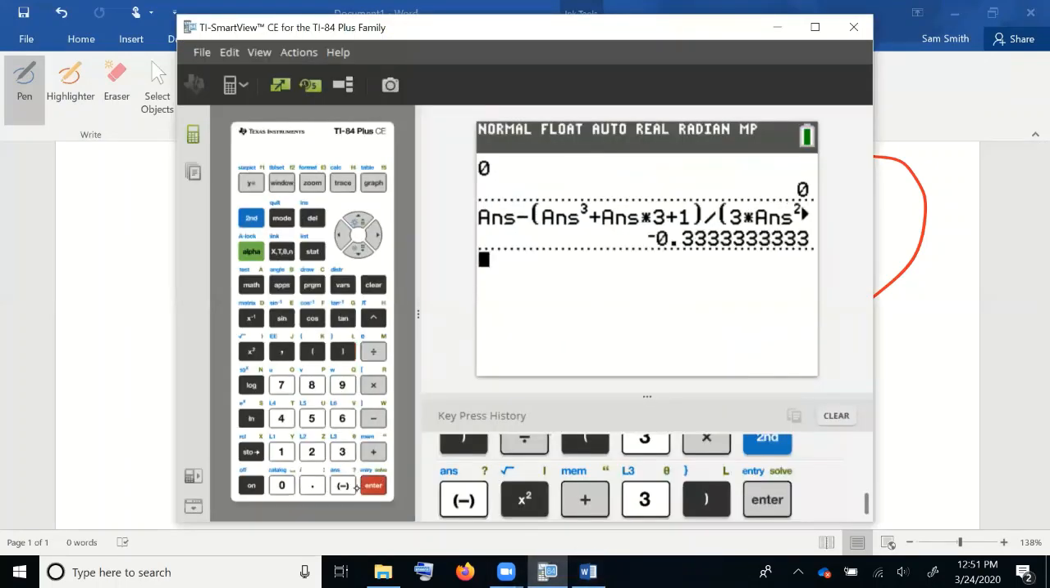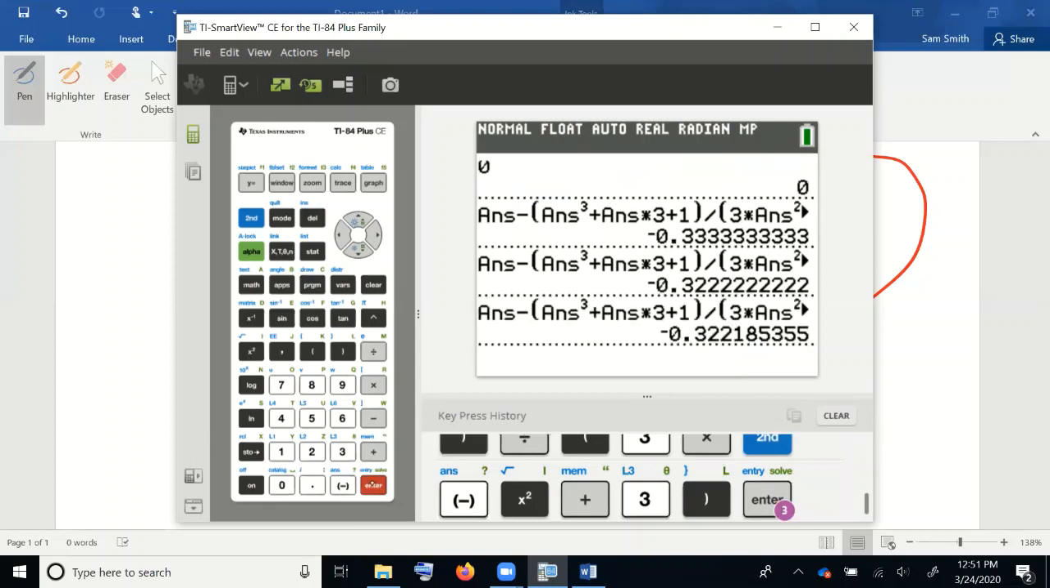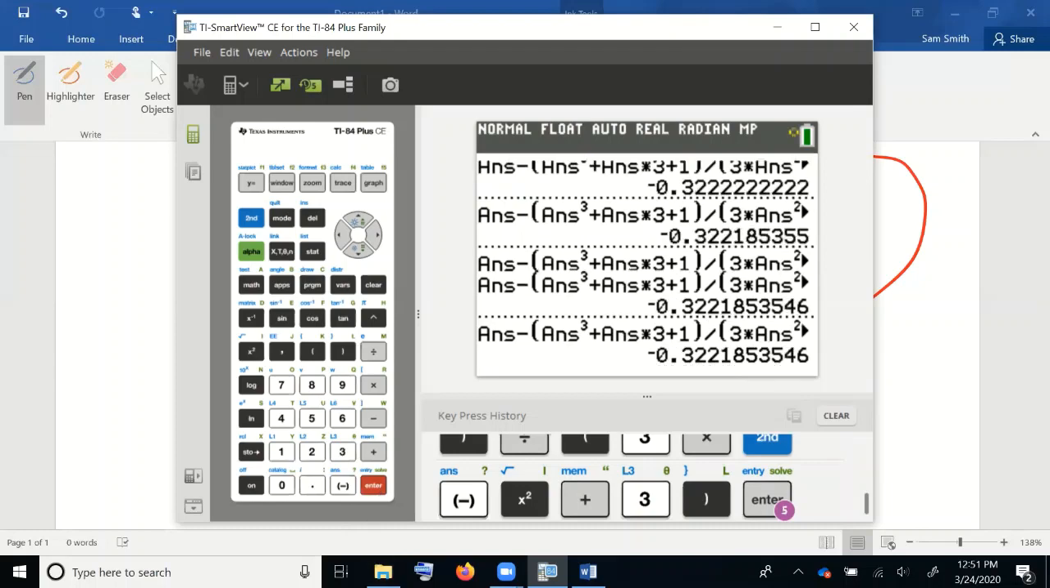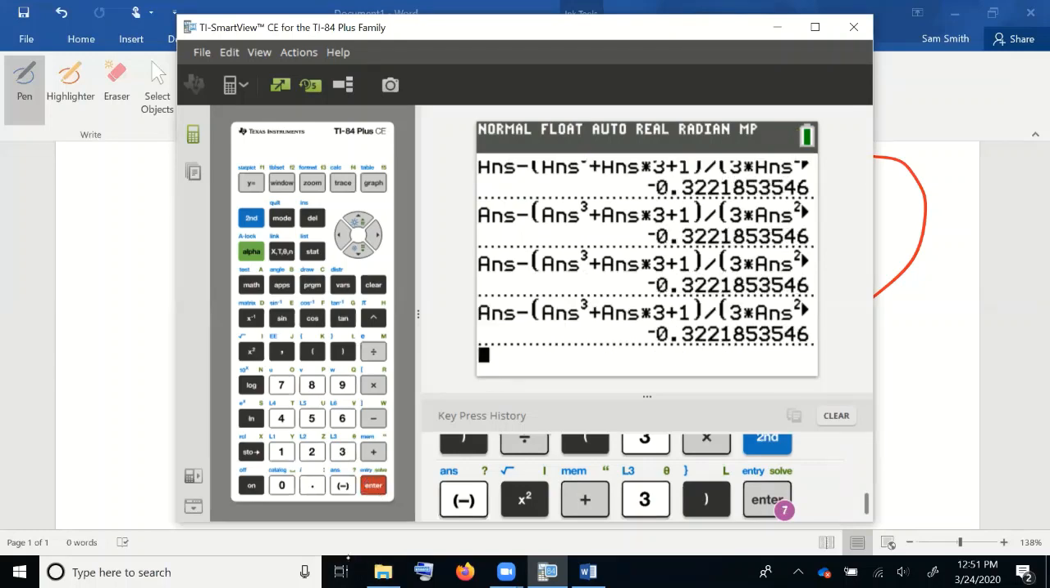If I hit enter, the result that it gives me is going to be equal to x1. But now, in the calculator's mind, x1 has taken the place of answer. And so if I just hit enter again, it will give me x2. And if I hit enter again, x3, x4, x5, x6, x7.